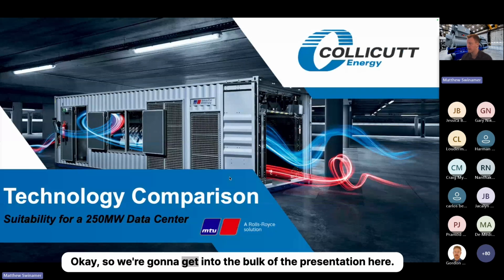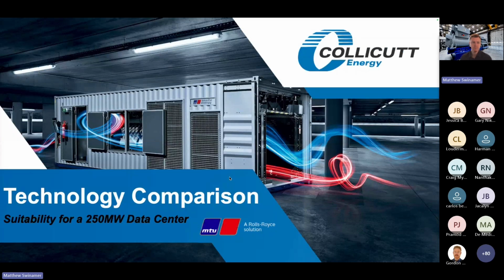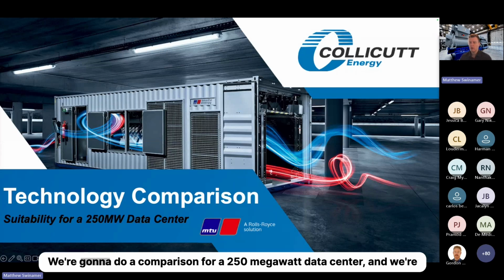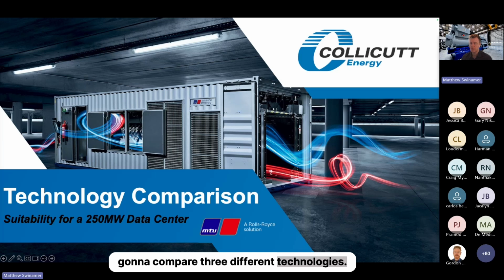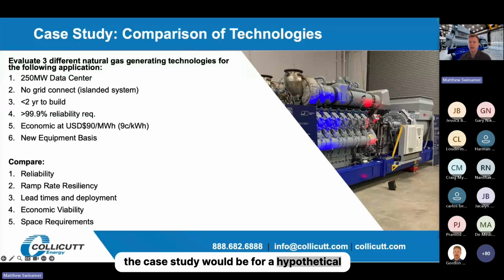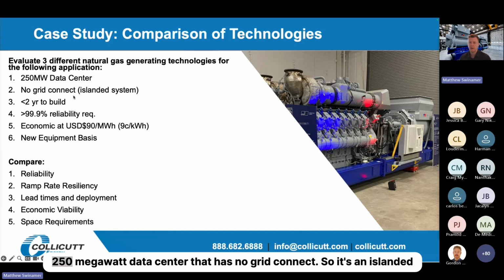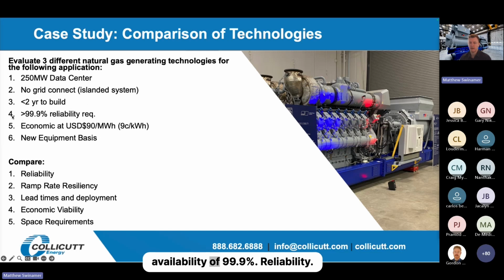Okay, so we're going to get into the bulk of the presentation here. We're going to do a comparison for a 250 megawatt data center, and we're going to compare three different technologies. The case study would be for a hypothetical 250 megawatt data center that has no grid connect, so it's an islanded system. It needs power within 2 years.